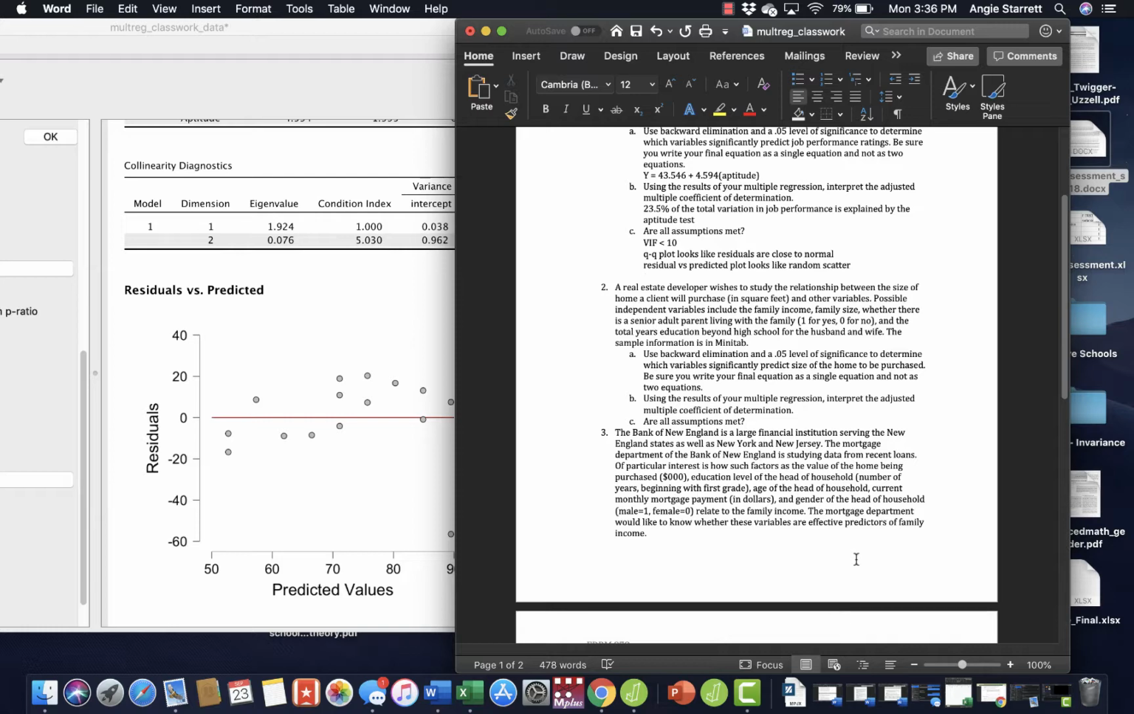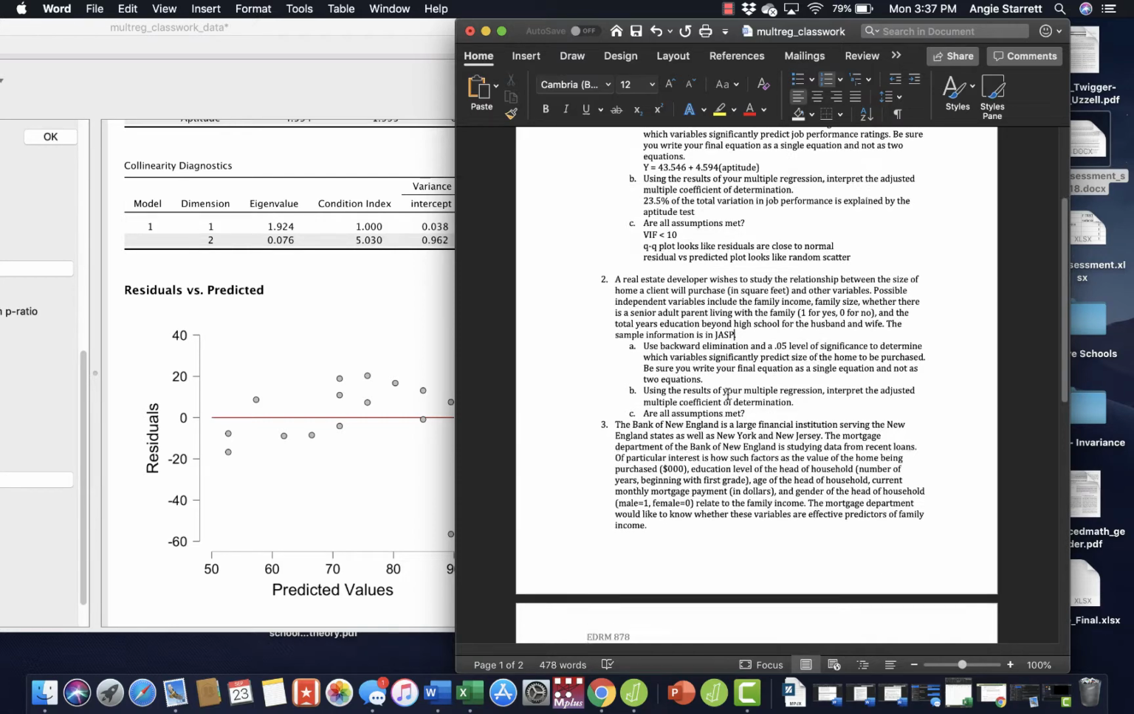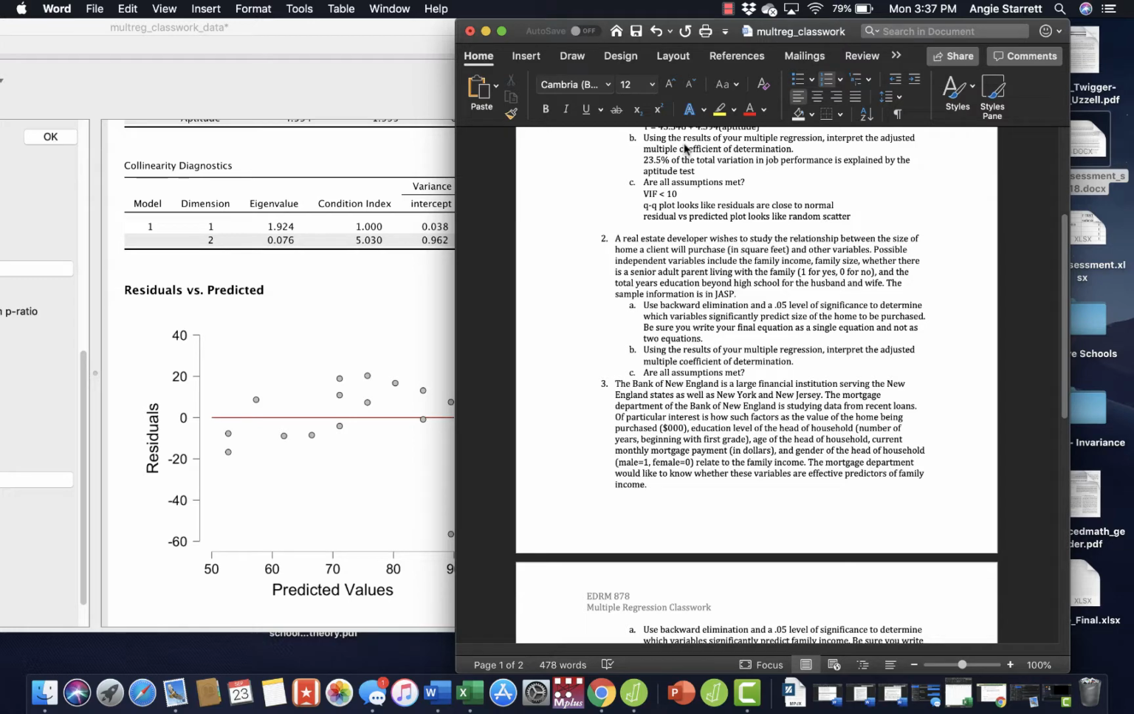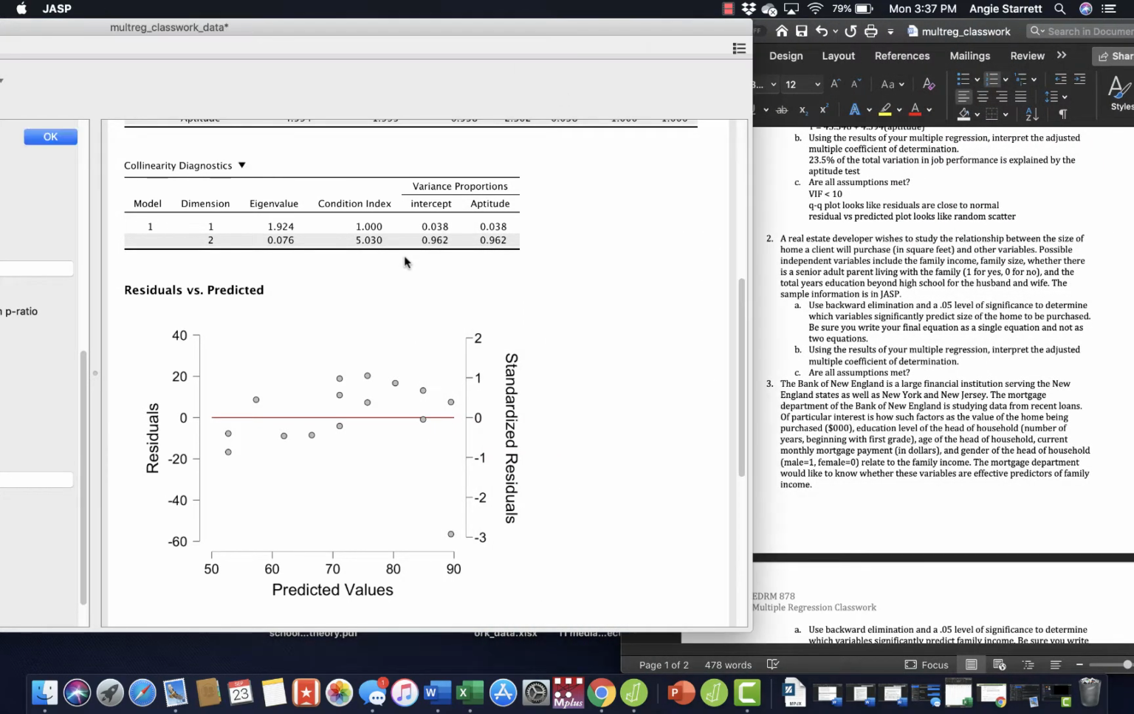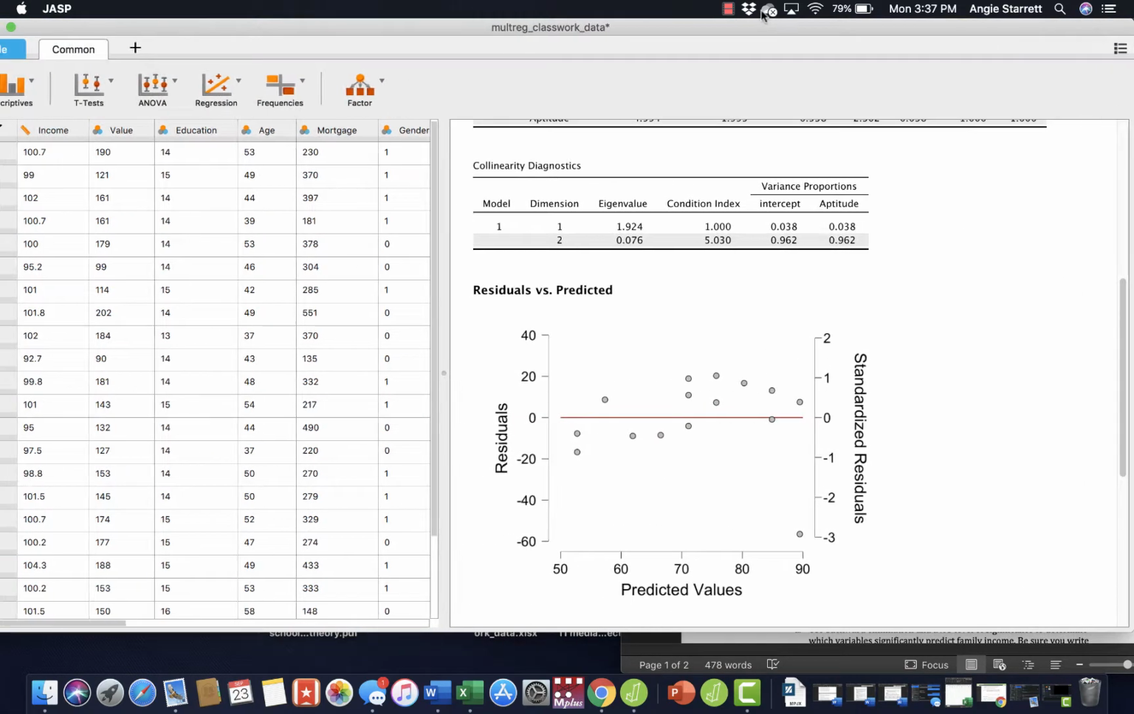A real estate developer wishes to study the relationship between the size of a home a client will purchase and other variables. Possible independent variables include the family income, family size, whether there's a senior adult parent living with the family, and the total years of education beyond high school for the husband and wife. And this should say JASP. All right, the sample information's in JASP. All right, so we want to use backward elimination here. All right, so we are looking for size of the house.